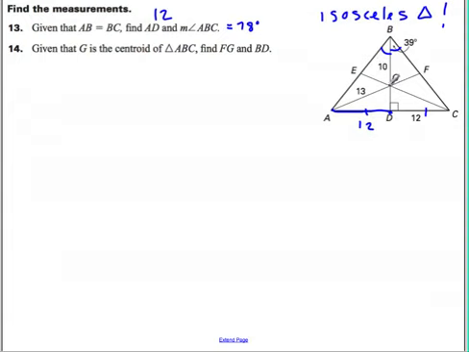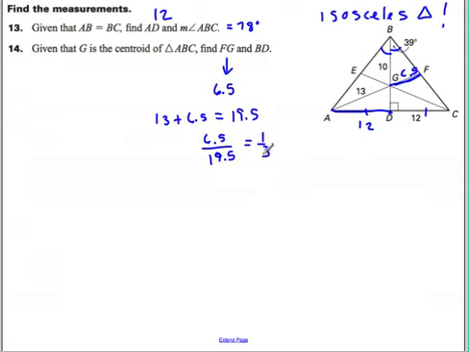Okay, well, FG is going to be a little bit harder. It's this piece here. This is going to be 1/3 of the entire length, or half of this guy right here. So half of this is going to just be 6.5. So this guy right here is just 6.5. So if this is 6.5, the total length, 13 plus 6.5, is going to give us 19.5. And I bet you just about anything that if we had a calculator and took 6.5 divided by 19.5, we would get 1/3, realizing that this is always 1/3 the distance of the entire piece here.